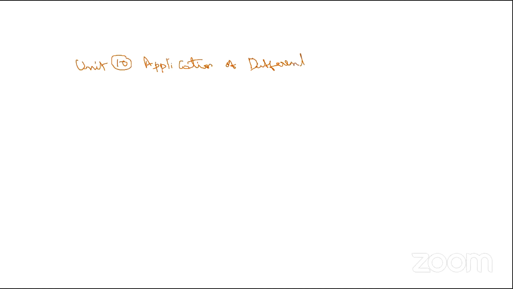Equation of differentiation. Two concepts. Definition. First derivative test.